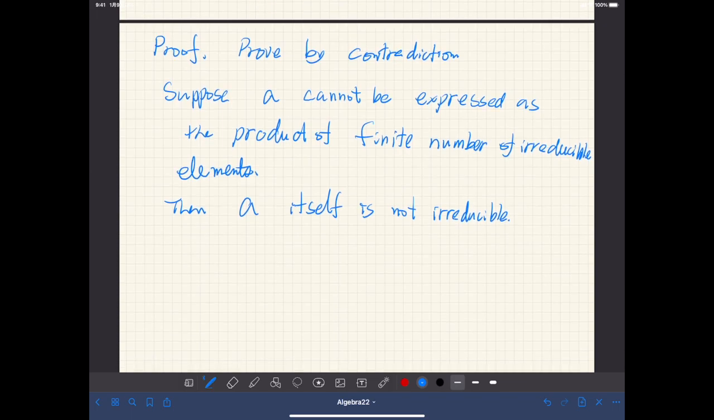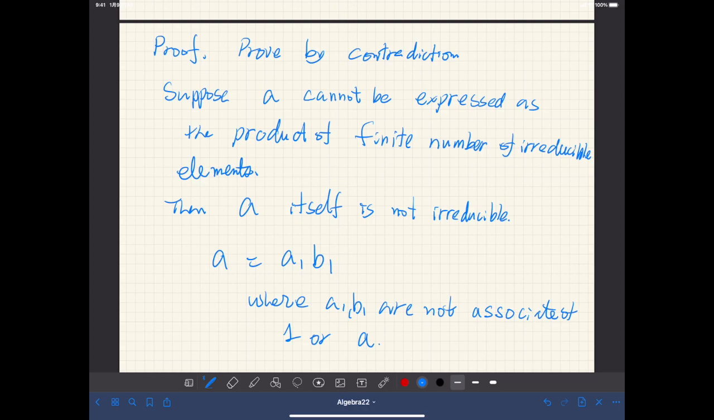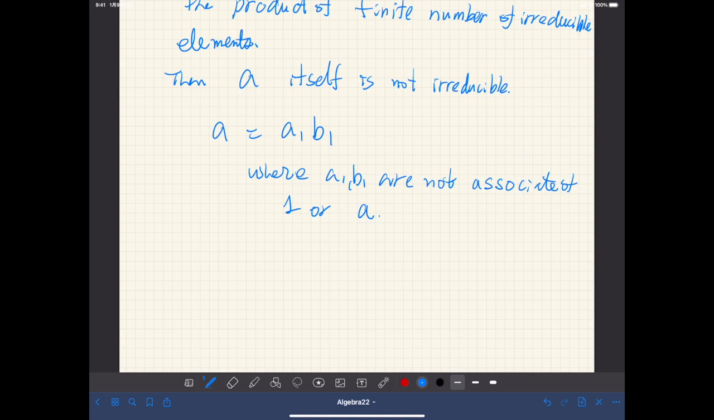So that means we can express A as a product of A1 times B1, where A1 and B1 are not associates of 1 or A. So what this means is that if we consider the principal ideal dA, then this is a proper subset of the principal ideal dA1.